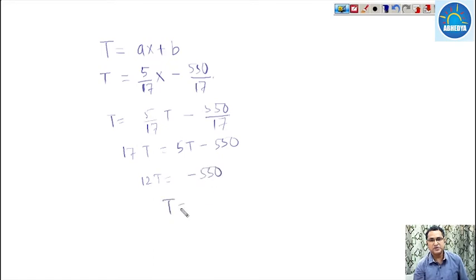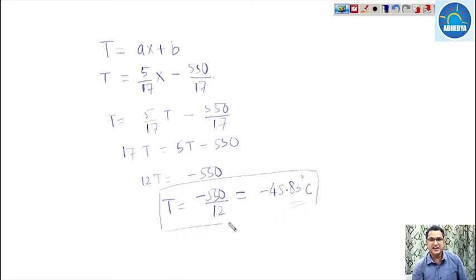So T becomes minus 550 divided by 12, or minus 45.83 degrees centigrade. At this temperature, both the degree Celsius and X will measure the same temperature. So this is the value.